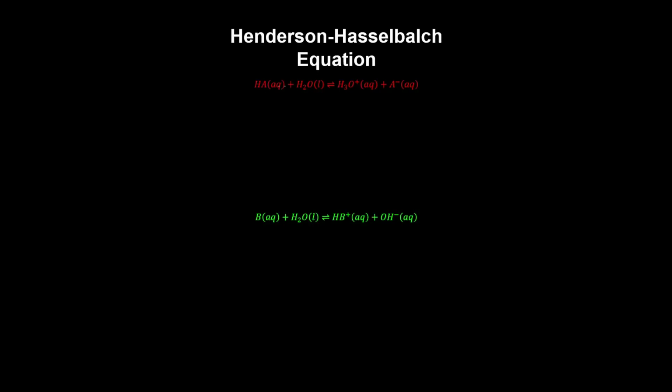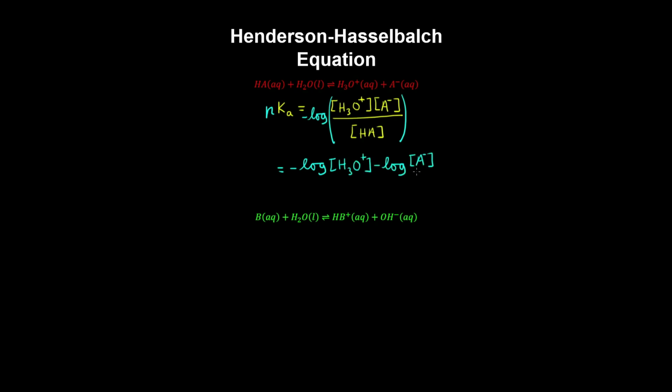Consider the equilibrium equation for a buffer created from a weak acid. So the acid dissociation constant can be written as follows. And taking a minus log on both sides, we obtain pKa on the left. And now we can apply the rules for logarithms to break up this log, and this term here is the pH.